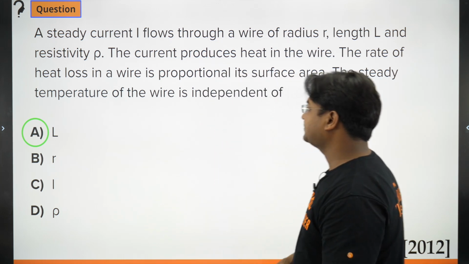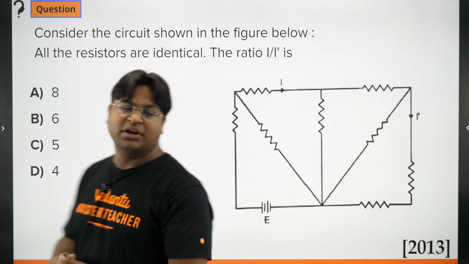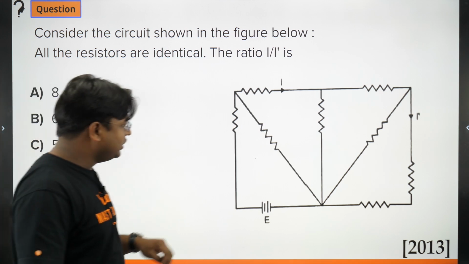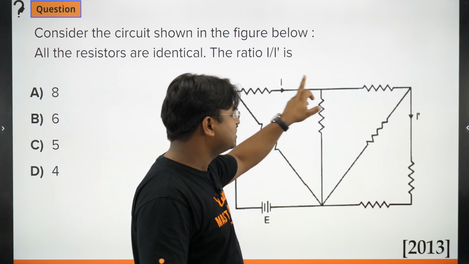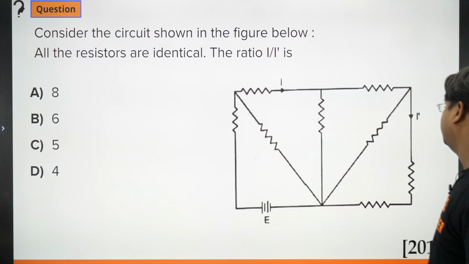So in this question a circuit has been shown. I'll just move to the side. So a circuit has been shown. In the circuit shown in the figure, all the resistors are identical. So we need to find the ratio of current in this branch and current in this branch. Let's see how we are going to do this one.